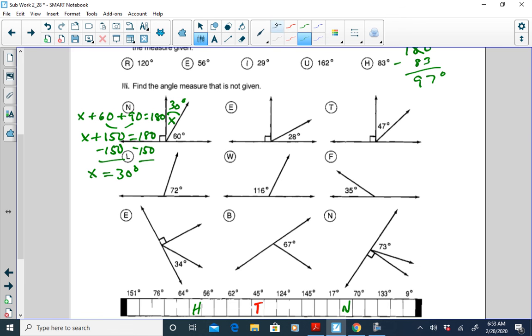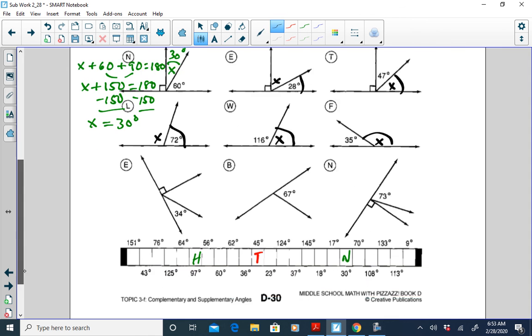So here you'd make, oops, the missing angle is here. You'd write an X. Here's your missing angle. You'd make that an X and write an equation. Here you'd make that an X. Here you'd make that an X. Make that an X, right? And for each one of these, we're writing an equation. Now all of the equations so far, they're going to have a sum of 180 degrees.